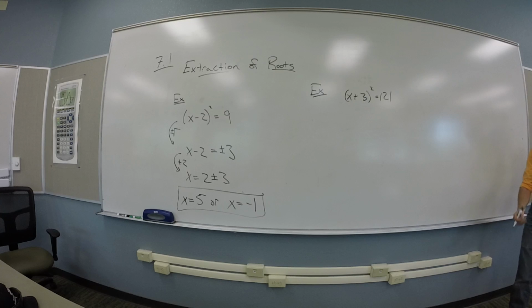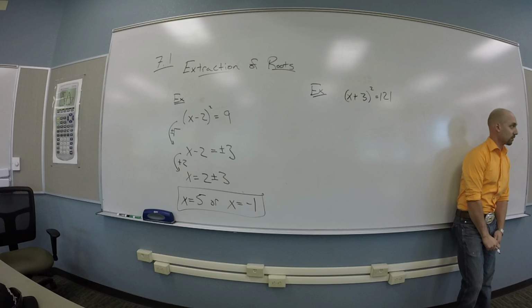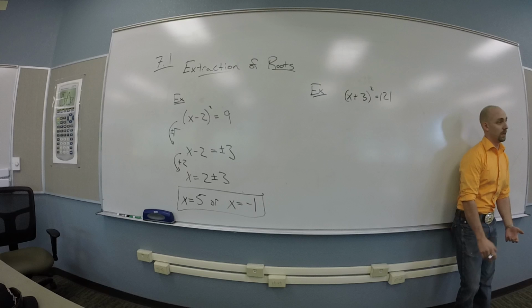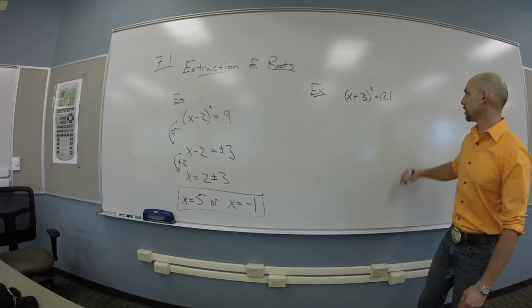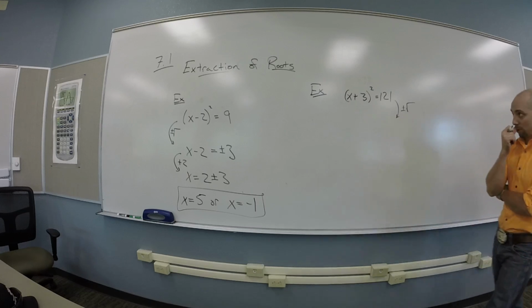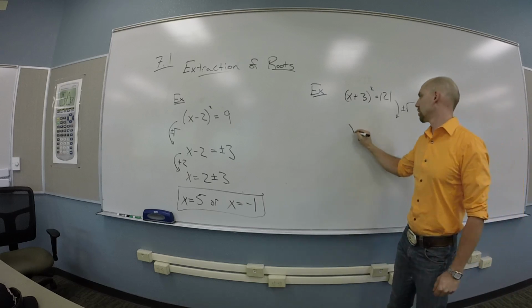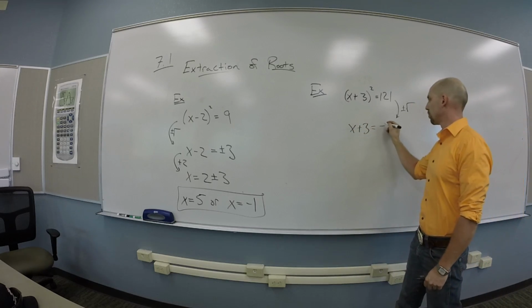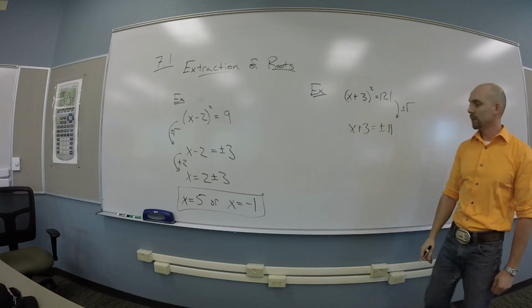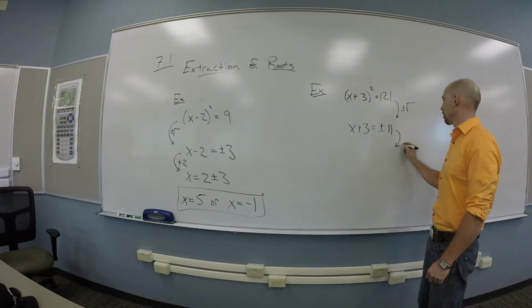Okay, so I've got x plus 3, quantity squared is 121. What do I do to both sides? Yeah. Take the square root, remember the plus or minus. Okay, so what am I left with? What do I get? Okay, so x plus 3 is plus or minus 11. And then what? Okay, subtract 3 from both sides.